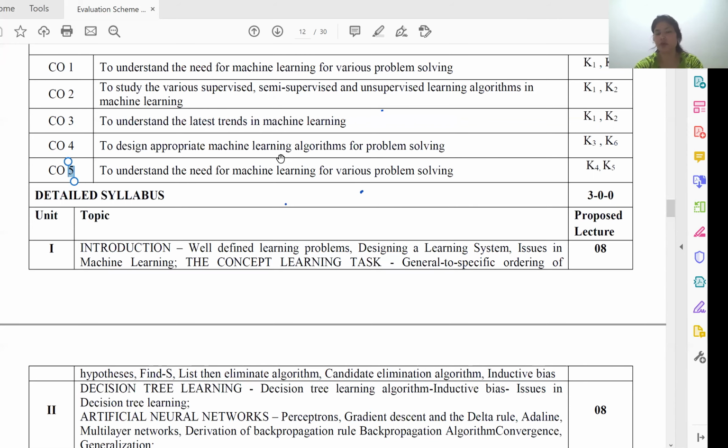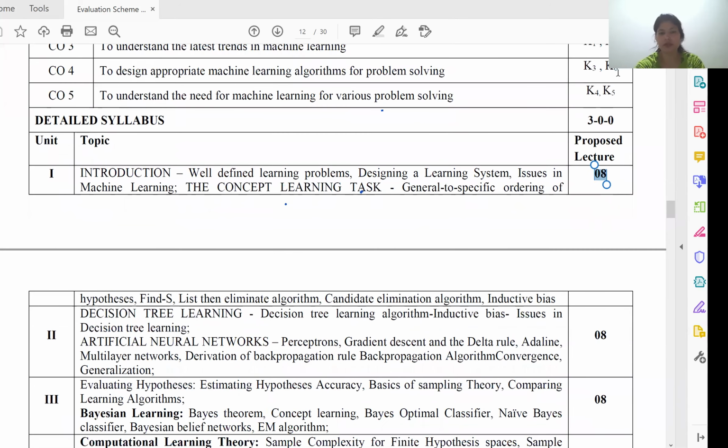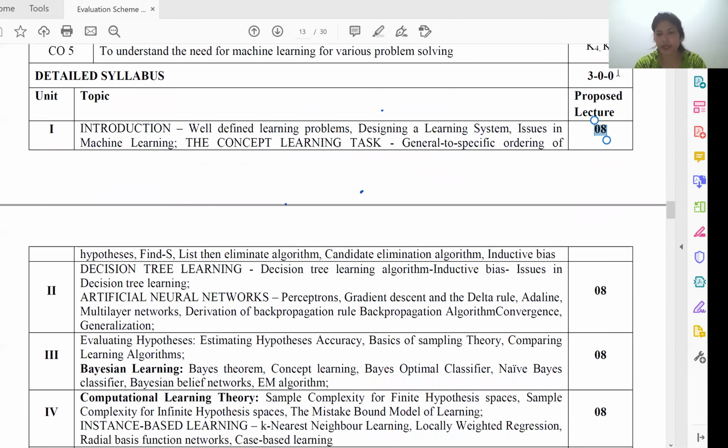for various problem solving. Each outcome comes under certain knowledge levels. As you can see, course outcome 1 comprises knowledge levels 1 and 2. What is this knowledge level? Let us understand this with the help of a diagram.